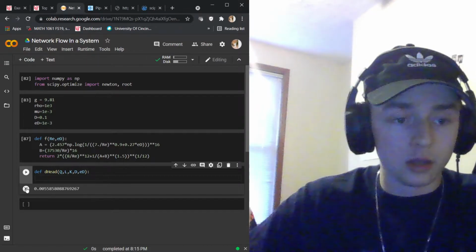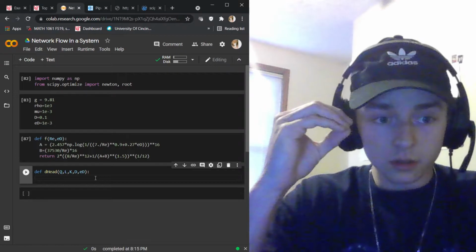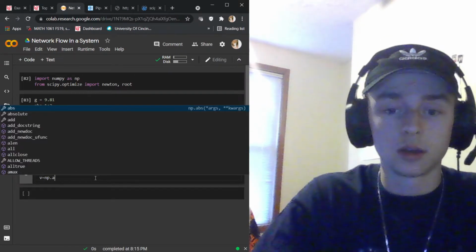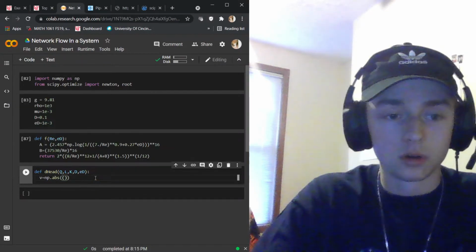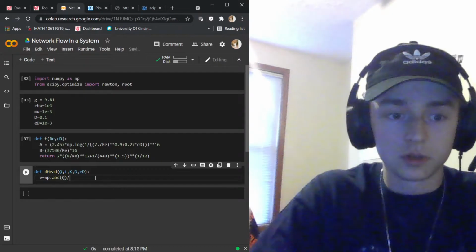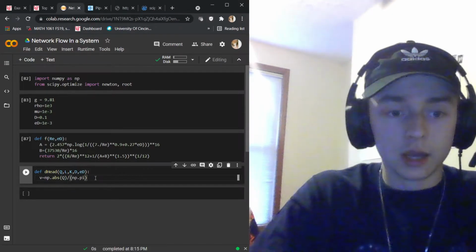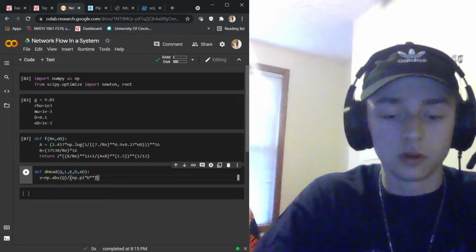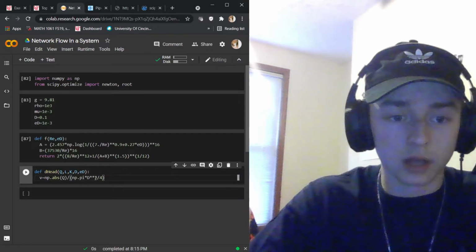And so let me remove this because it's just throwing me off a little bit. So to do this, we need to find the velocity of the fluid in our pipe, which is going to be the absolute value of our flow divided by numpy pi, because in order to use pi, you have to bring numpy in, times the diameter squared divided by 4. And that is our velocity.